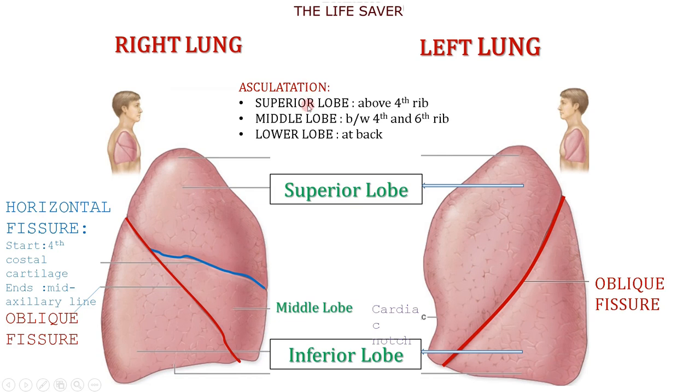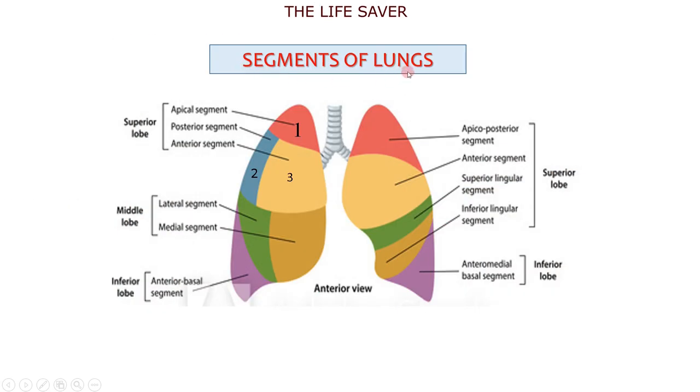The important point here is the auscultation of the lungs. The superior lobe is auscultated above the level of the fourth rib. The middle lobe is auscultated between the fourth and the sixth rib, while the lower lobe is auscultated at the back. We are going to discuss the segments of the lungs in detail. This picture only shows the anterior view of the lungs. The posterior view is not being shown in this picture.